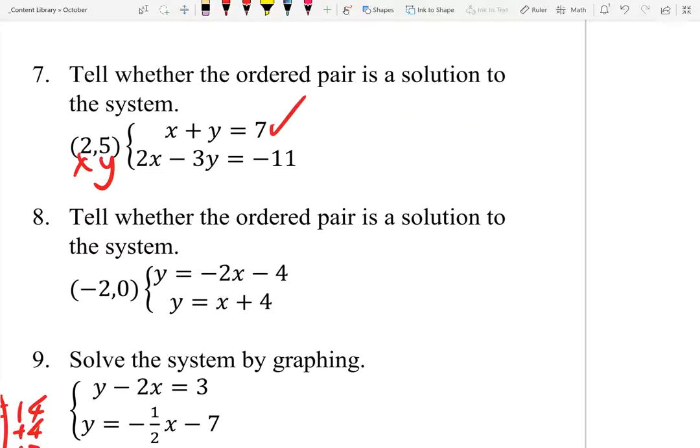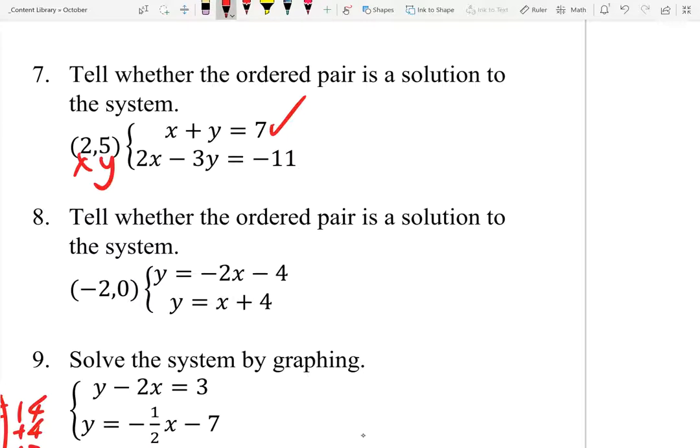But I have to check both equations. The system is made up of 2 equations. It's no good if it works in one and not the other. So I have to check the other equation as well to make sure it works in both. If it doesn't work in this one, then the answer is no, it doesn't work overall. So I have to make sure that it's in there too before I verify and say yes.